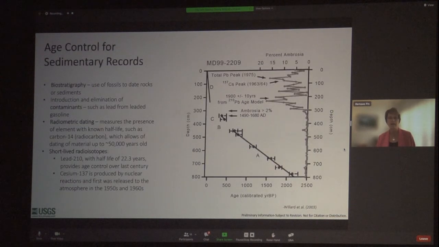We combine this with other types of age control to come up with age depth plots for these sediments. So we have contaminants that were introduced, such as lead from unleaded gasoline, that we can use as markers. We also use radiocarbon dating, which can take us back 50,000 years, and other short-lived radioisotopes. And in so doing, we can come up with a date for each depth in the core and understand the timing of change and interpret the drivers of these changes.